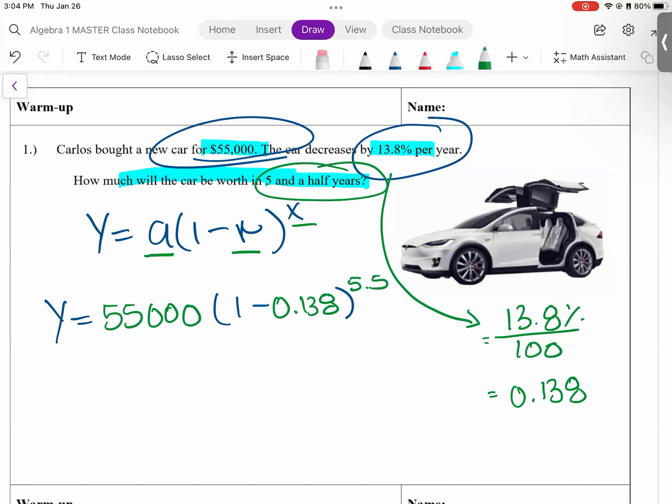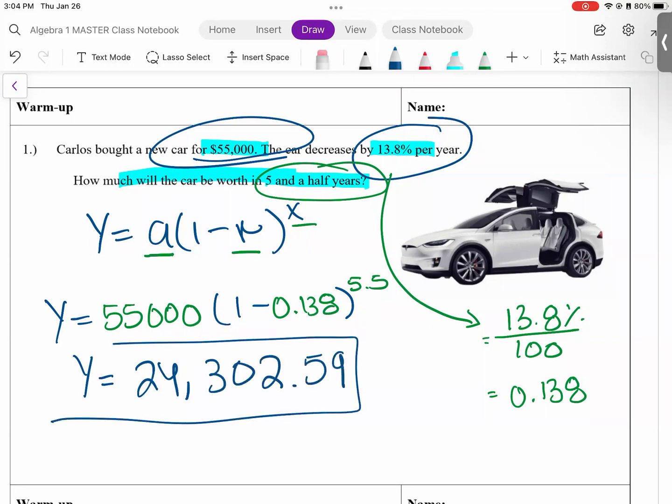Now make sure that you're plugging all of that into the calculator. And let's see what we get. So 0.138 to the power of 5.5, and I get about $24,302.59, which means that in 5.5 years, my car lost over half of what it was worth when I bought it. So $24,000. All right, so if you got $24,000, good job.